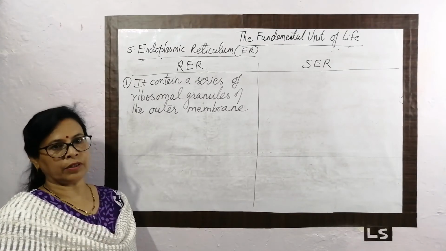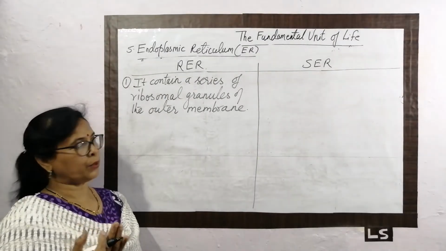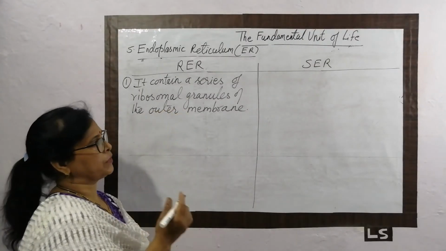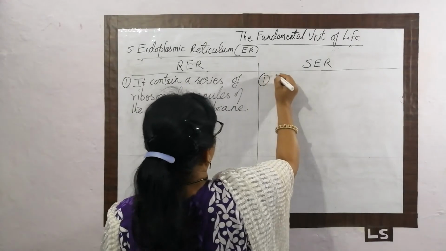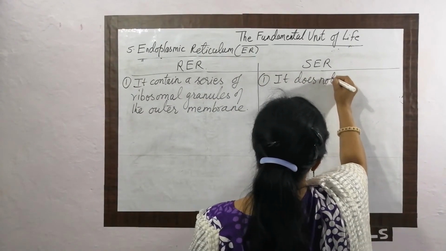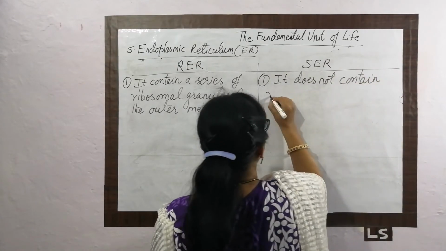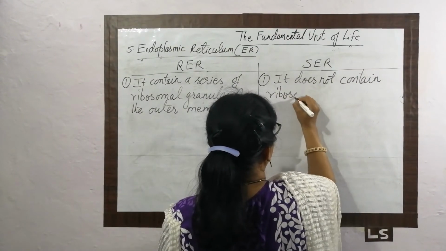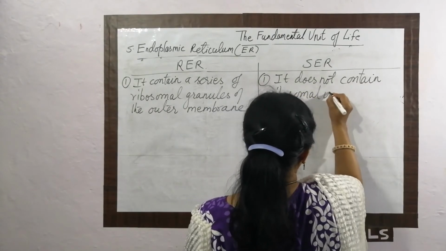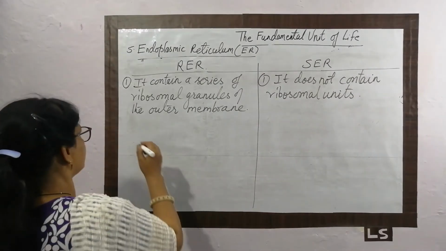And what happens in the smooth endoplasmic reticulum? In smooth endoplasmic reticulum, such granules are absent. It does not contain ribosomal units. This is the first difference between these two.